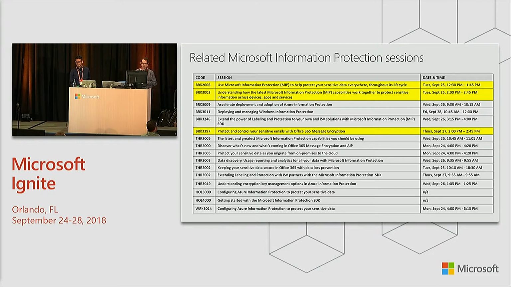The one in the middle that I've highlighted there is a deep dive session on Office 365 message encryption. So if you're interested in all the new stuff coming to OME, I encourage you to check that one out as well. And the rest are relevant for the other MIP capabilities, for what this means in the Windows devices and so on. A lot of great stuff in there, so please check those out.